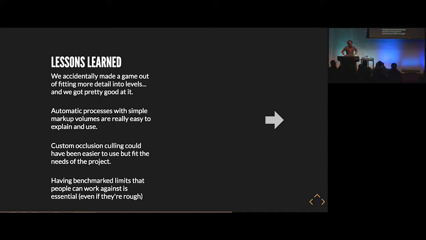The occlusion culling system was a bit shit, and it could have been so much easier to use, but at the same time it met our requirements: it was relatively easy to set up, it was easy to know when it did things wrong, and it fit the needs of the project, which was minimum CPU time possible. And the biggest thing was those benchmark limits we had, because we kept them up to date, everyone on the team was able to help with optimization, and that's the only reason this game got done.